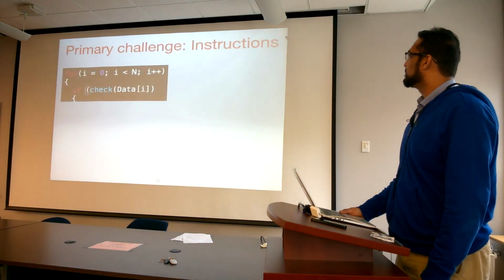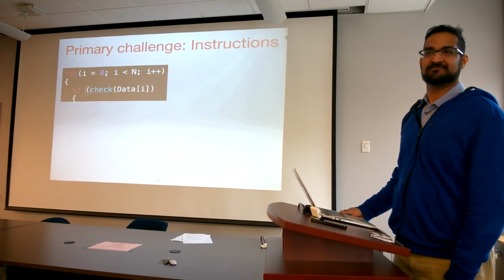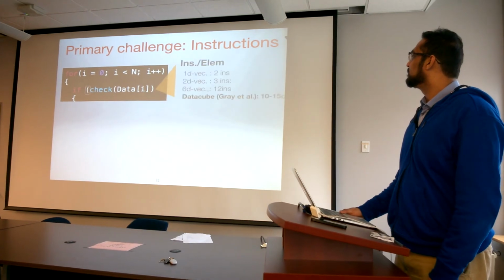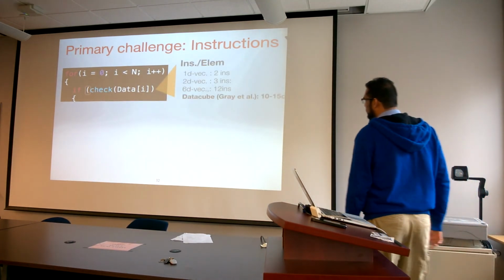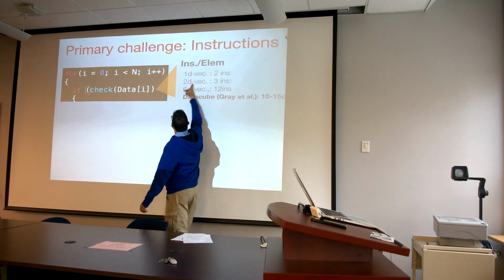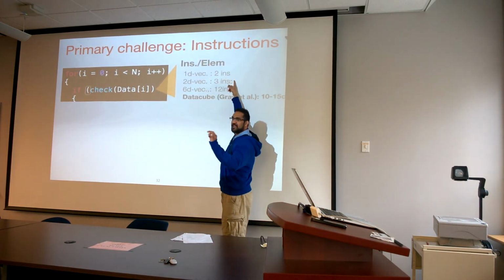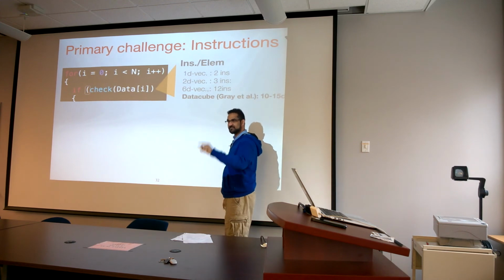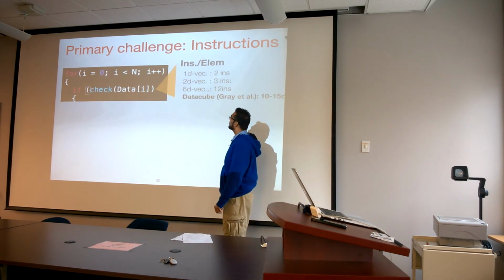The primary challenge is instructions. When I want to access a data element, if I have a single array, it takes 2 instructions for every element I access. So you read A of I, C equals A of I. That A of I just costs you 2 instructions, and the C assignment is 1 instruction. It costs you 2 times as much with the data.